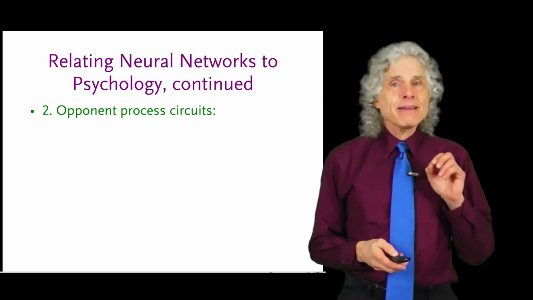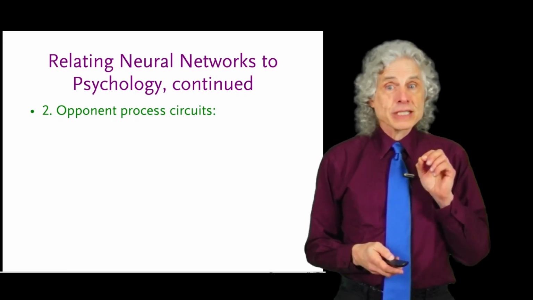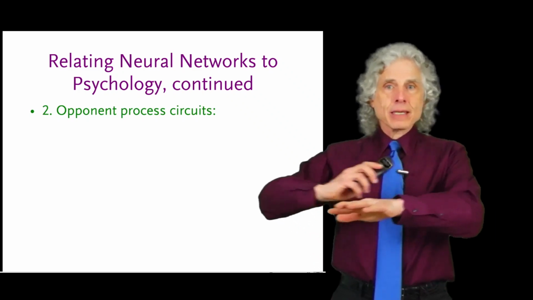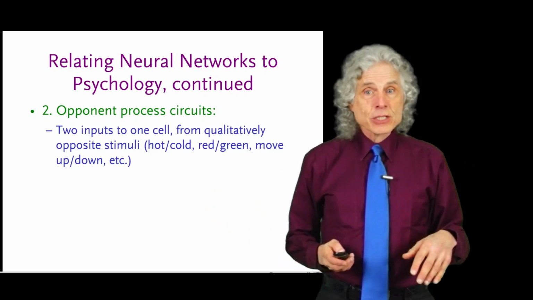Okay, lateral inhibition is one feature of neural wiring that can explain some of our subjective experience. Another one is also a ubiquitous feature of neural wiring called the opponent process circuit. So now stop thinking about distribution of neurons and receptors in space.